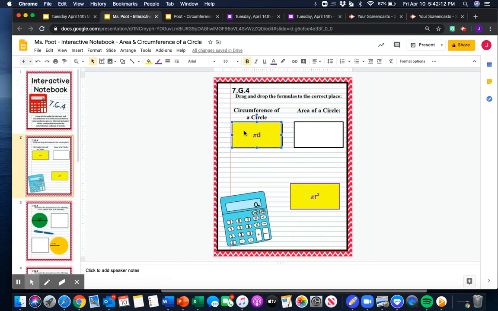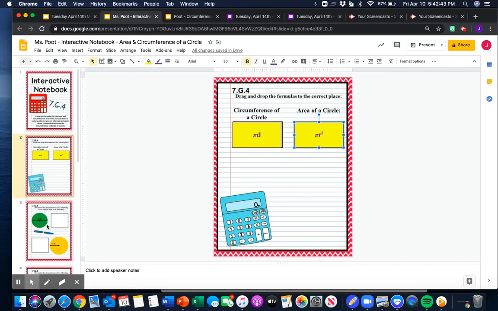Now, I need to find the formula for area of a circle, and that one is pi times radius squared. Again, click it, wait for it to turn blue, then click and drag it all the way to its spot. There it is. We now know the formulas for circumference and area of a circle. And these formulas will be located in your notebook, so you can always go back and find them there, okay?